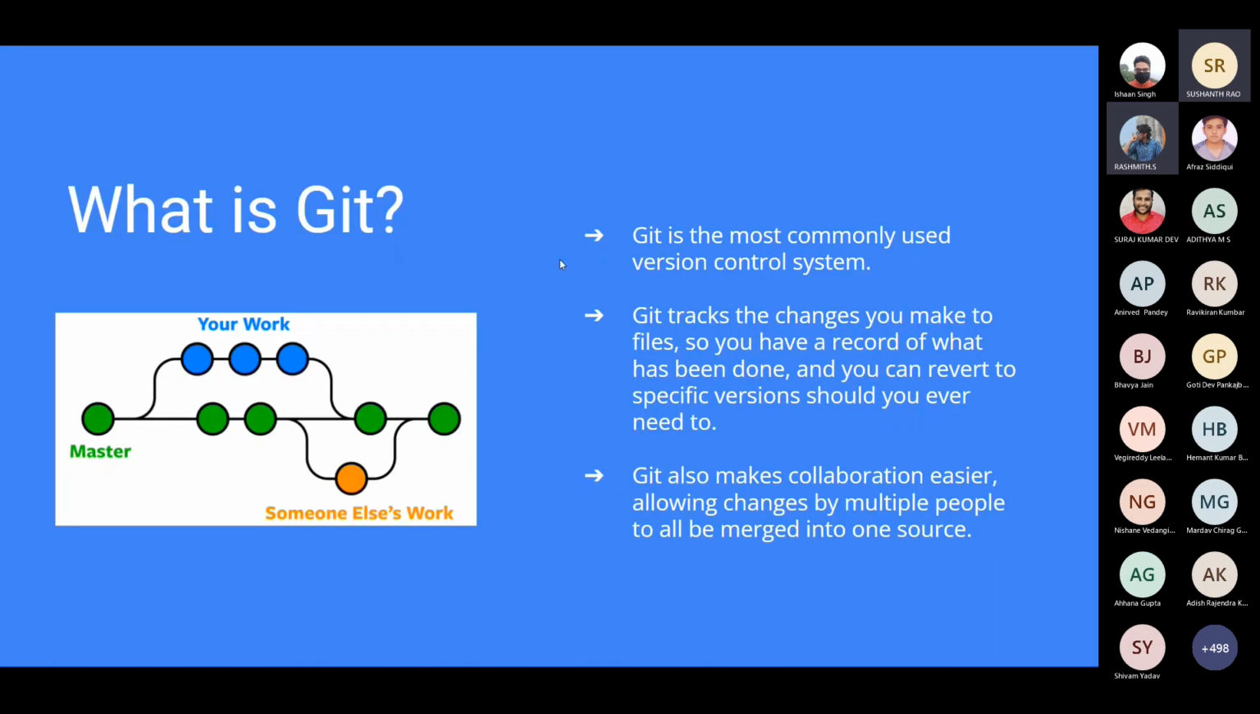So what is Git? Git is the most commonly used version control system. You might be wondering what a version control system is in general, right? The main idea of having version control systems was to make the job of software development in teams easier for people.